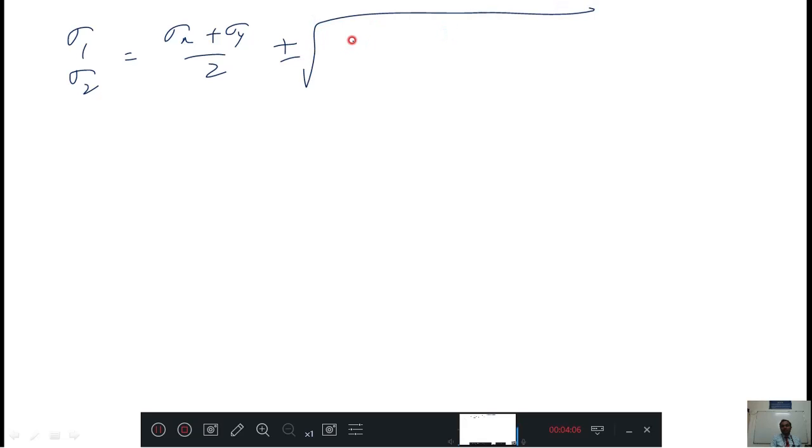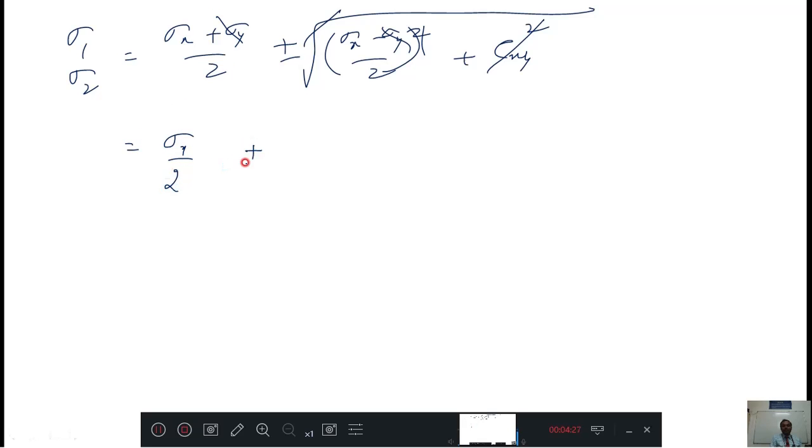Then on a uniaxial stress system, what is the principal stress? Sigma 1, sigma 2 equals sigma x plus sigma y by 2 plus or minus square root of sigma x minus sigma y by 2 whole square plus tau xy square. This is a general equation for the general stress condition, but in this case those terms are not there. So the square and root cancel. Then what is left? Sigma x by 2 plus or minus sigma x by 2.